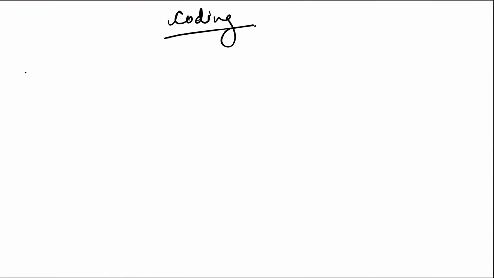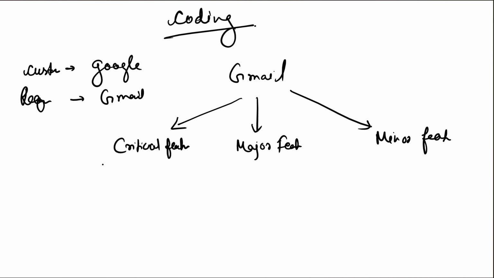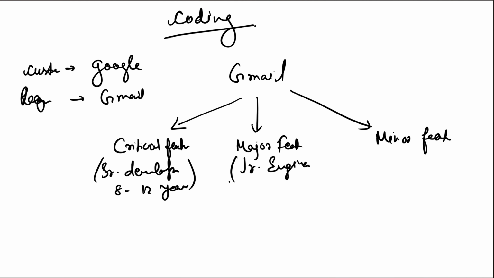Okay, we are going to discuss these features with an example. Let's consider a customer company, Google, came with the requirement Gmail. For Gmail there are three different features: critical feature, major feature, and minor feature. Critical features are developed by senior developers who have experience of 8 to 12 years. Major features are developed by junior engineers who have experience of 2 to 5 years, and the minor features are generally developed by freshers who have experience of 1 to 2 years.